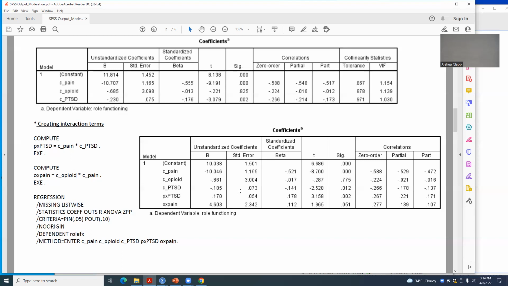Yes, so then, Emily, what is this effect of PTSD? How would we interpret this? What's that? Yeah, so this is giving me the effect of PTSD on role functioning at what?